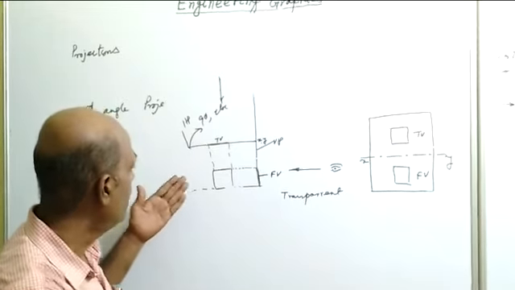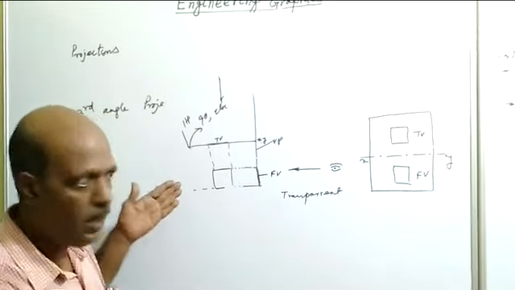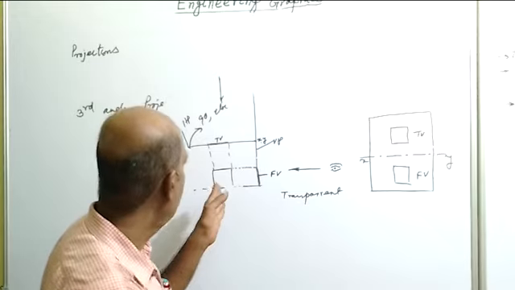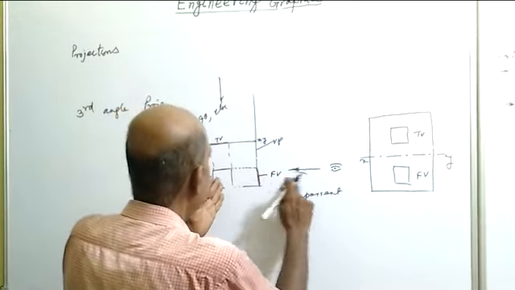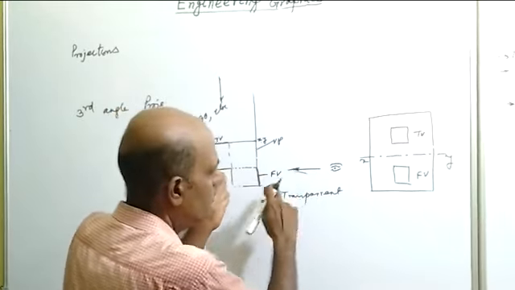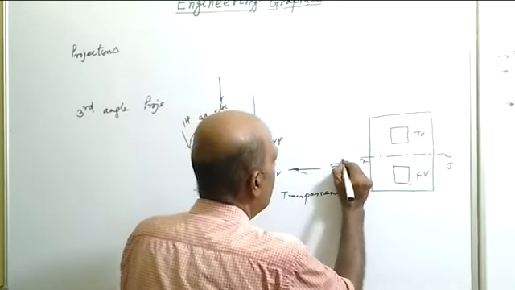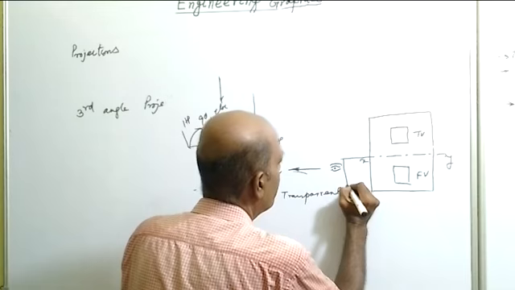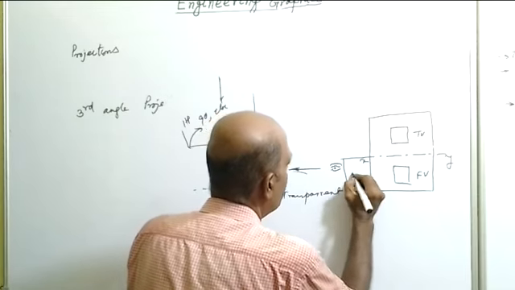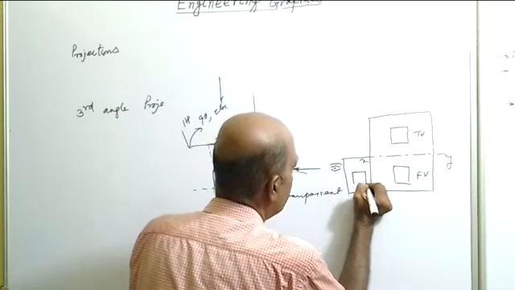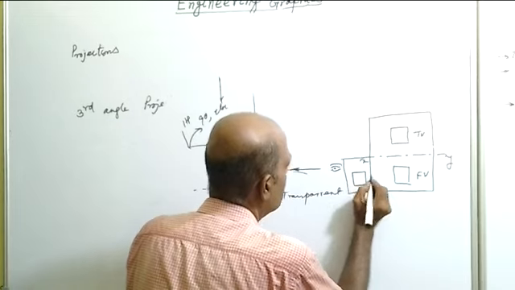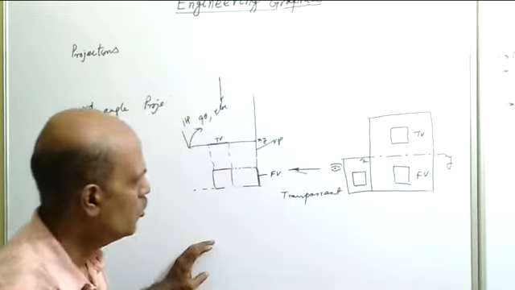And if we draw the side view, this side view will be the left view, and the left view will be positioned at the left of the front view. So the left hand side view of the object will be here.